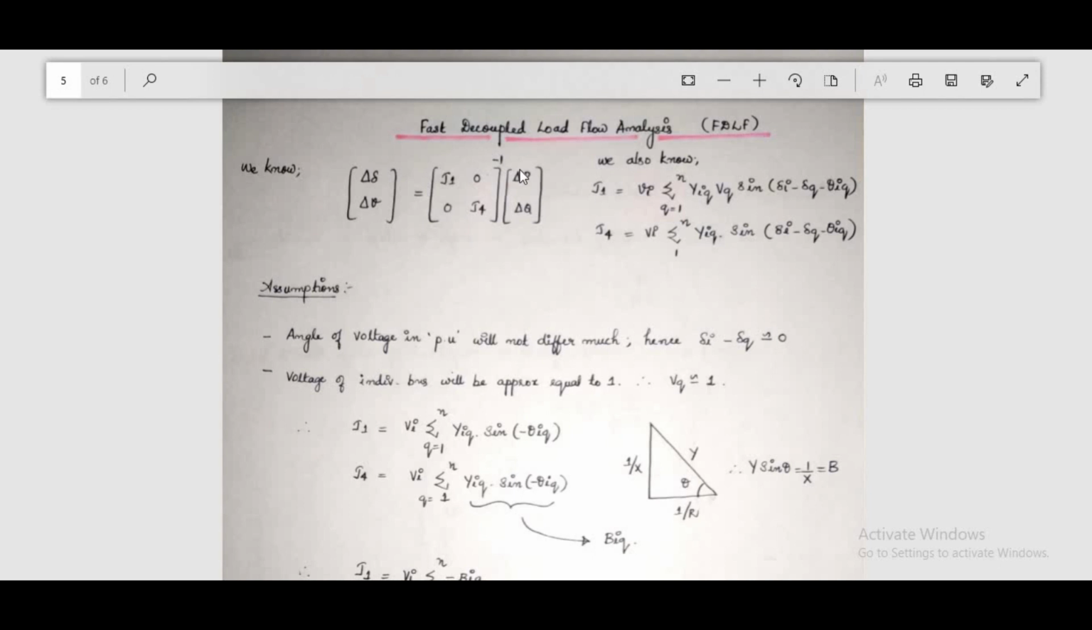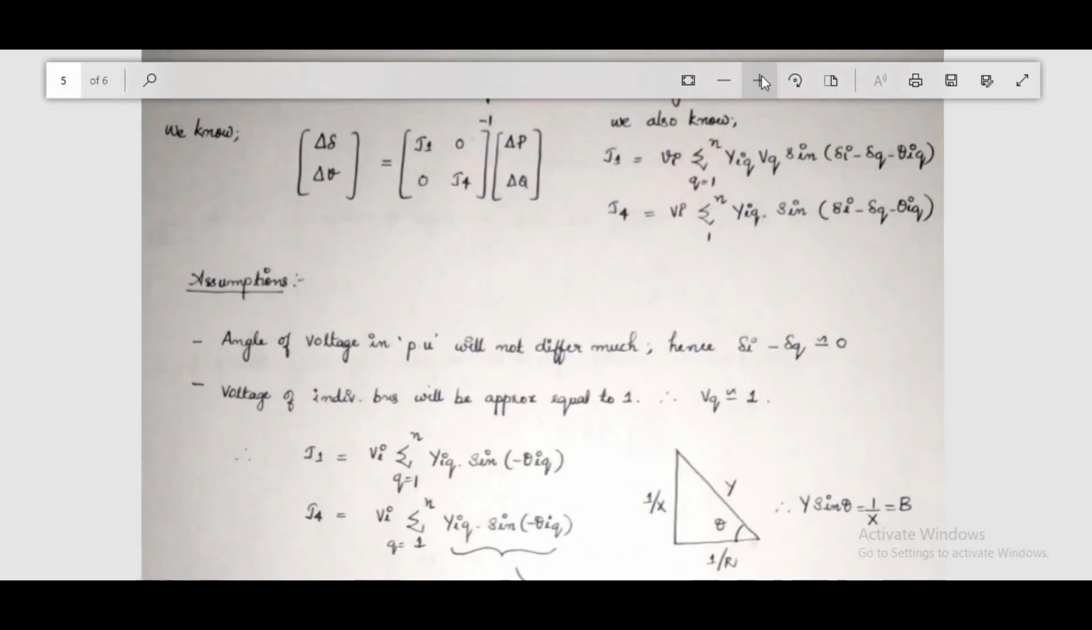We know our equation of this decoupled load flow method. We have only two terms in the Jacobian right now to calculate. This was our first element that we have already calculated, and this is our fourth element. This is also calculated. Here, again some assumptions are made in order to make this Jacobian matrix much more simple.